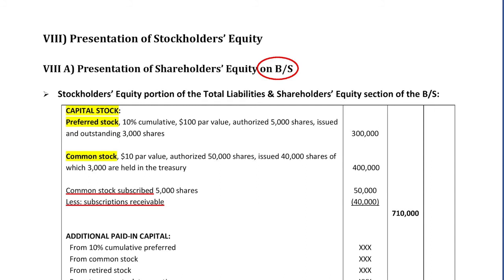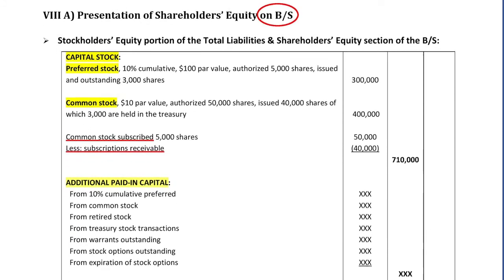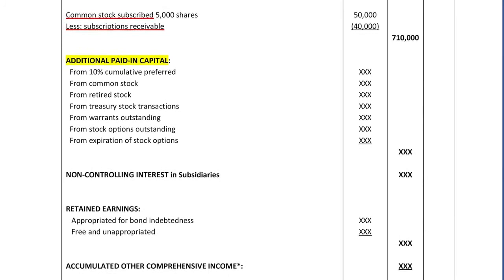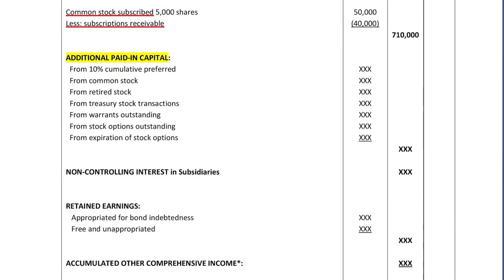After capital stock, you have additional paid-in capital, APIC. Now it could be APIC preferred stock, APIC common stock or retired stock, APIC treasury stock, APIC warrants, APIC stock options, APIC expired stock options. And then we would have non-controlling interest in subsidiaries. Now non-controlling interest comes in when there is consolidation, and we cover it in FAR-6.